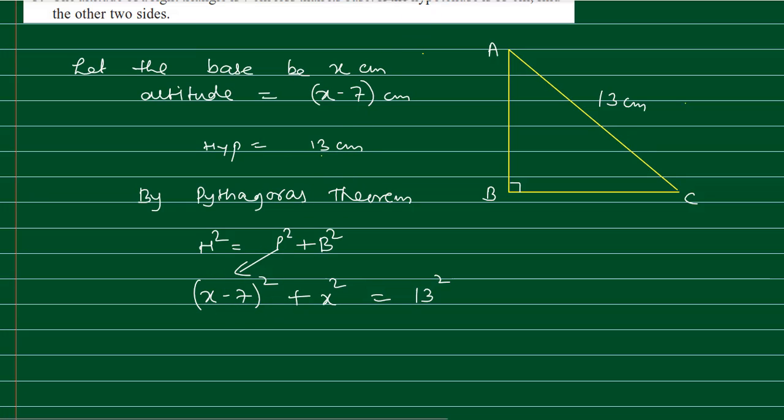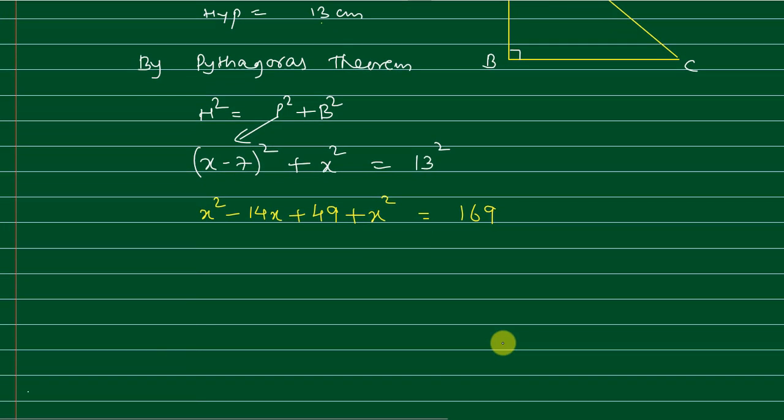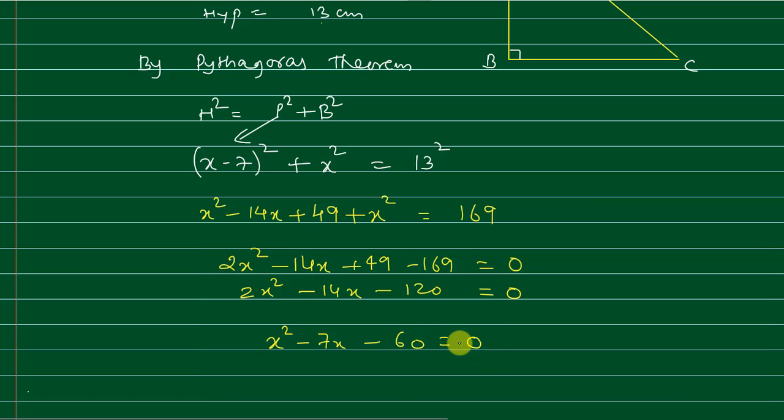We can expand this with a minus b the whole square, that is a square minus 2ab, will become x square minus 14x plus 49, plus x square is equal to 169. Now we can write this as 2x square minus 14x plus 49 minus 169 is equal to 0. That is 2x square minus 14x minus 120 is equal to 0. We can divide the whole equation by 2. That is x square minus 7x minus 60 is equal to 0.